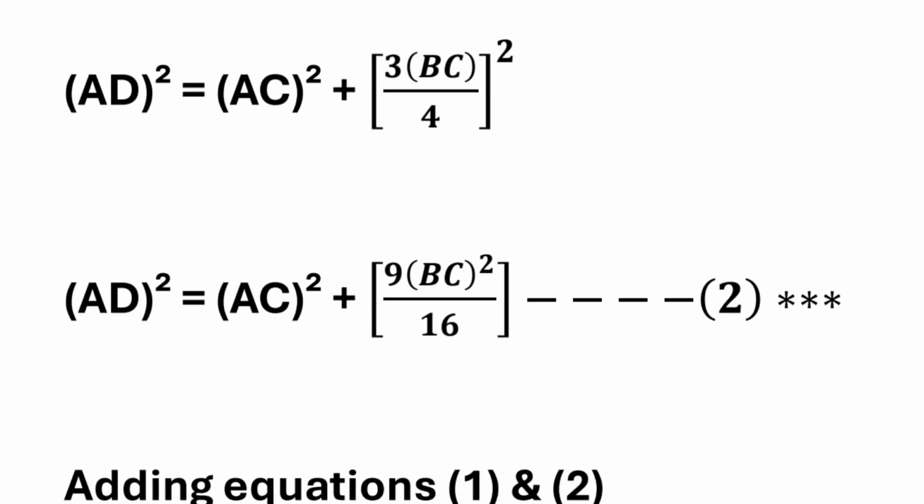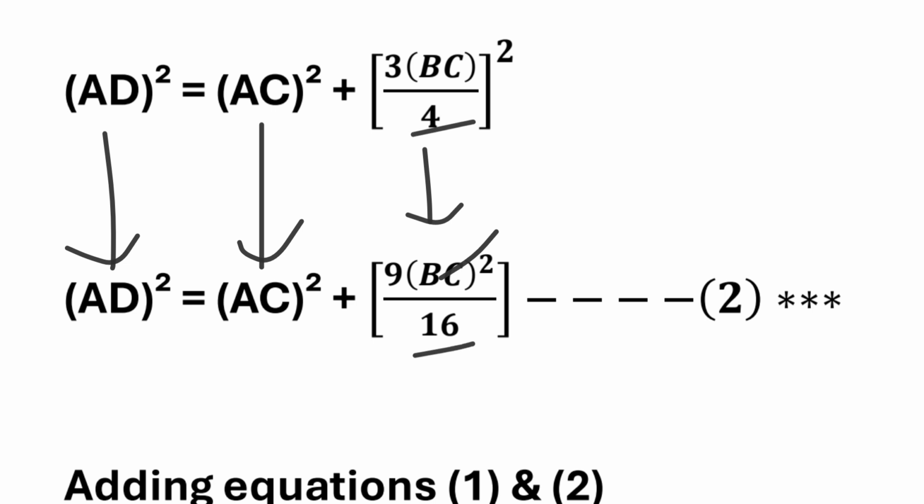So we get this as it is: AD square is equal to AC square plus, we write here, 3 square is 9, and this BC square upon 4 square, that is 16. Means separate the square to each term: 3 square is 9, BC square upon 4 square is 16. This is our equation number 2.